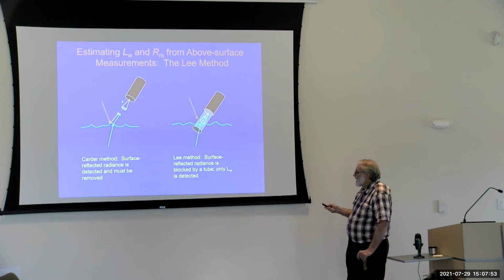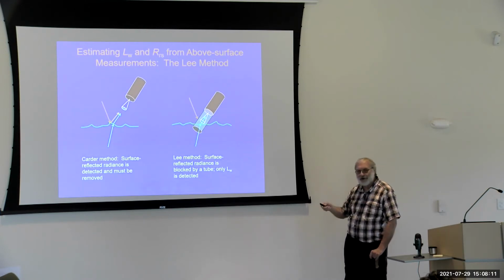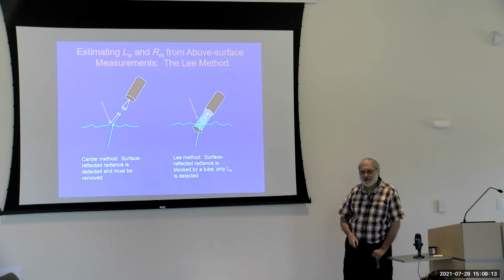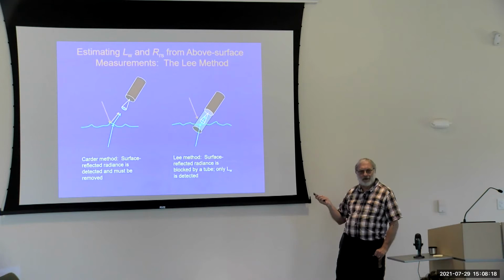Okay, and then here's his technique. Instead of making a measurement above the surface and then having to remove the surface-reflected light, Zhongping says, well, let's put a little shield on our instrument and stick this in the water. The shield will block the surface-reflected light, and we get an actual measurement of water-leaving radiance. And I know at least some of you are doing that. You didn't do this in the lab, did you? Okay.